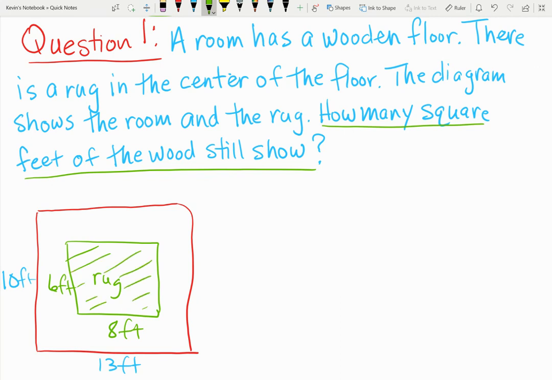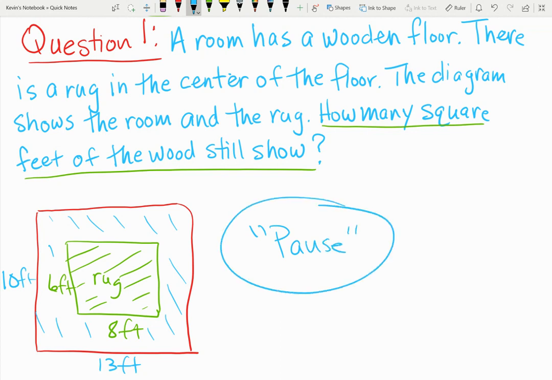So when you find the answer, how many square feet of wood will still show, you just need to find how much this area is right here. So you're looking for how much of this is still going to show. Okay. So just remember, if you have any questions on how to do this, go to example problem 1 to help you understand how to figure out what the blue part or this area surrounding your rug is. So go ahead and pause the video now and answer your question on It's Learning. See you soon.